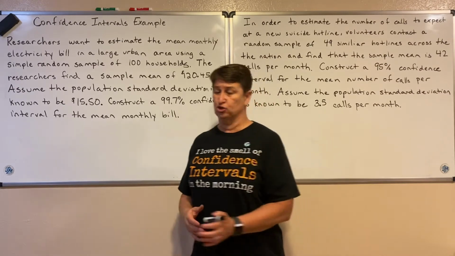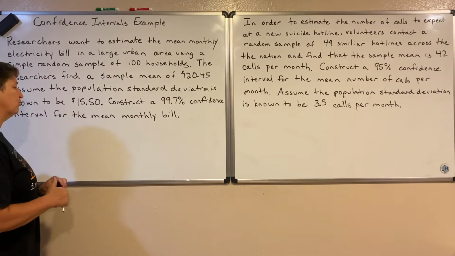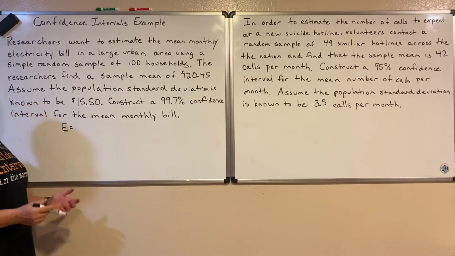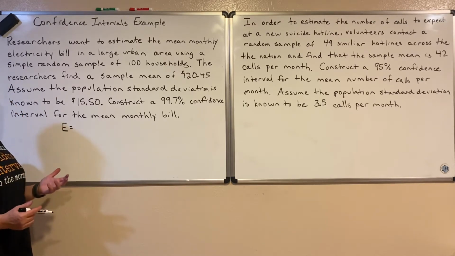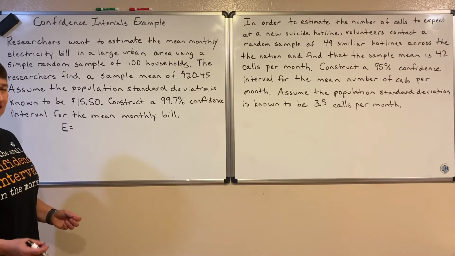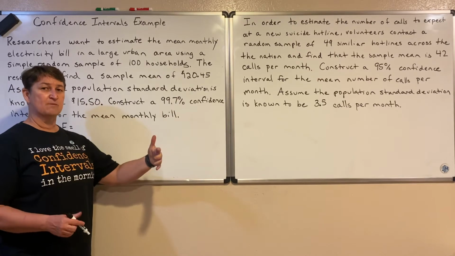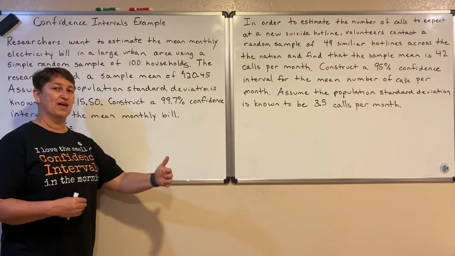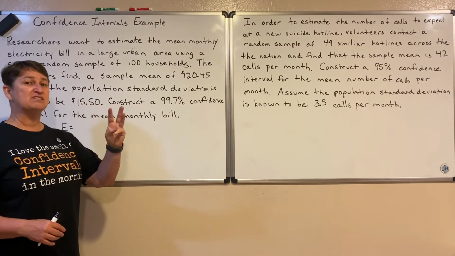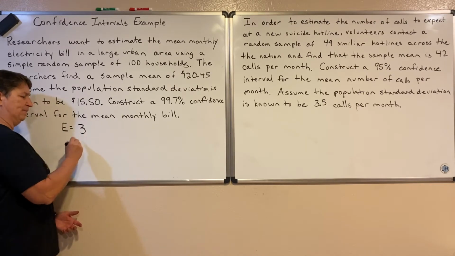In order to find that confidence interval, the first thing we need to do is find our margin of error. And remember, to find the margin of error, we take our critical number, which is just the number of standard deviations out. So for 99.7%, using the empirical rule, that probability is 3 standard deviations out. So our critical number here is 3.